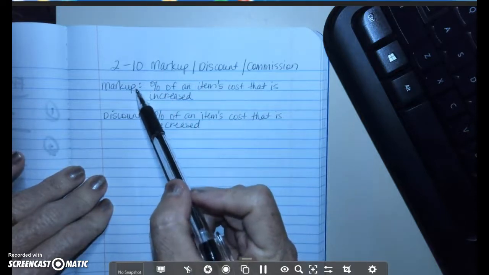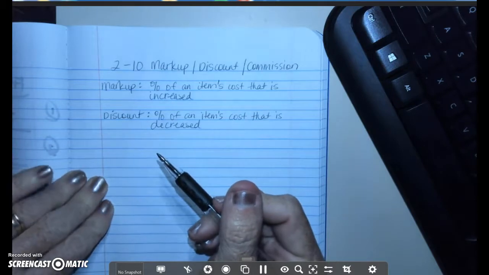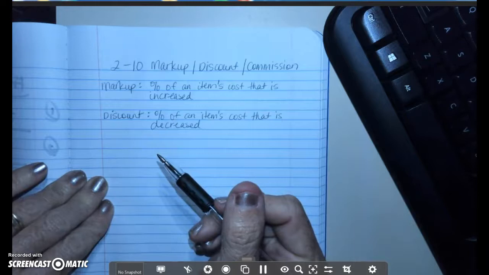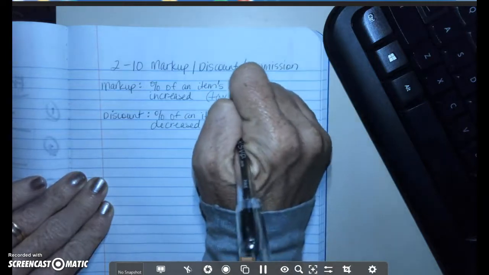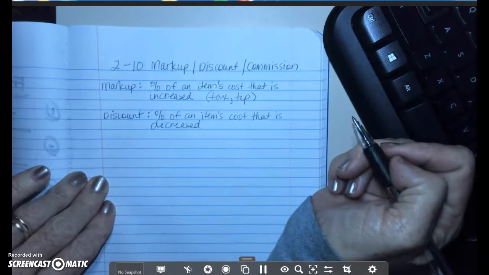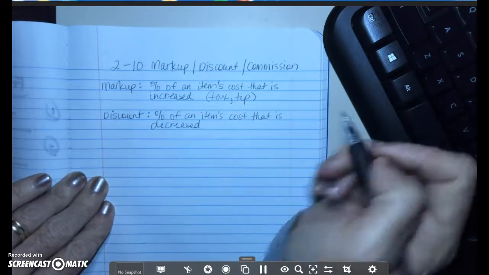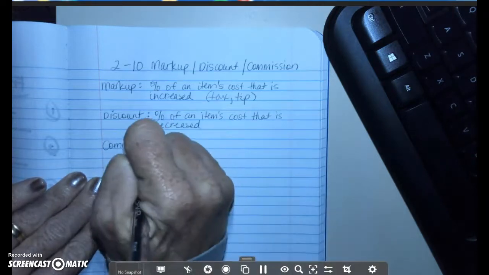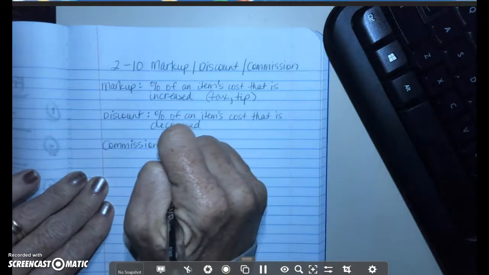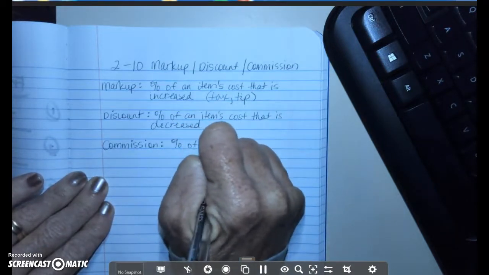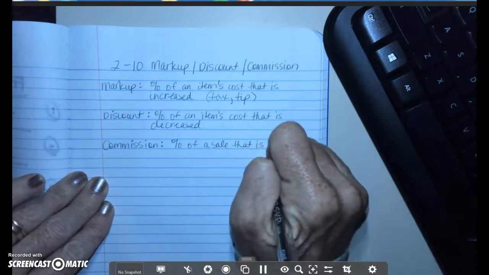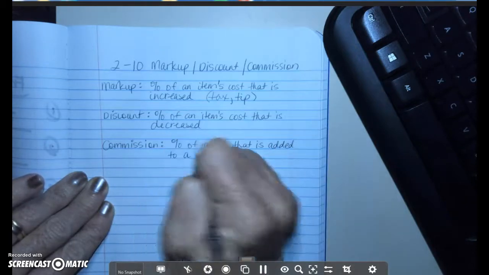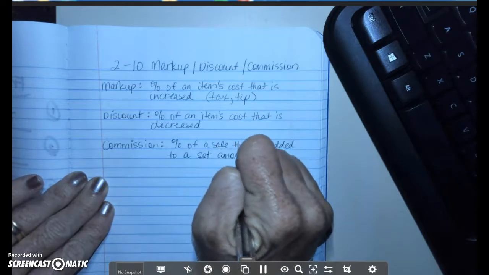So, some things that can go into markup. Markup is what a store, there's a difference between what a store pays for an item and what you pay for that item. And the difference in between those two things is their profit, right? So, we'll explain that a little bit more. Some examples of markup would also be a tax, right? Tip at a restaurant, that's another form of a markup. And then in some jobs you have something called commission. And typically what that is, it's the percent of a sale that is added to a set amount. Okay, we'll explain that more in a little bit.